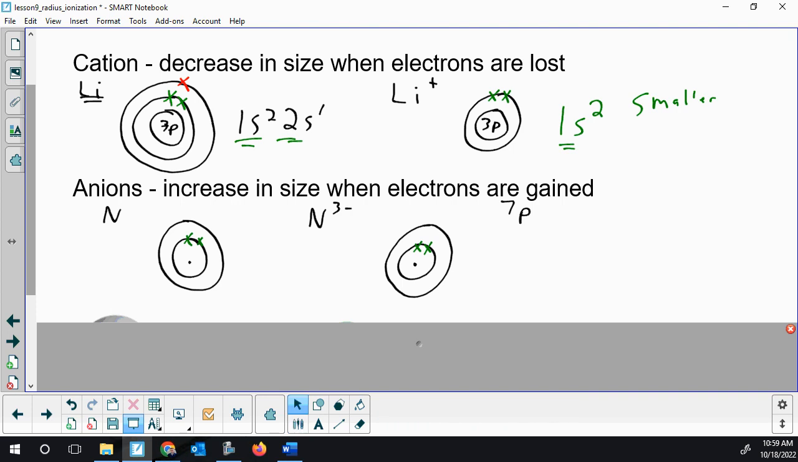Time to do valence. Nitrogen is in group 5A. So it has 5 valence electrons. 1, 2, 3, 4, 5. Okay. One of those electrons has 7 protons pulling it together. Nitride 3 minus went from 5 to 6, 7, 8 when it became 3 minus. 1, 2, 3, 4, 5, 6, 7, 8. Okay.